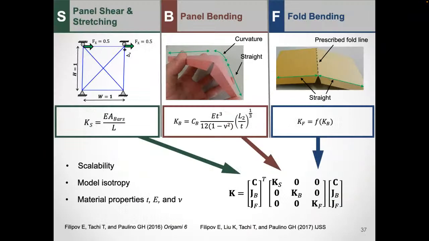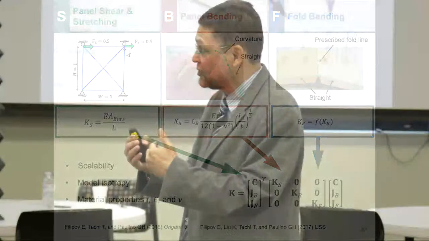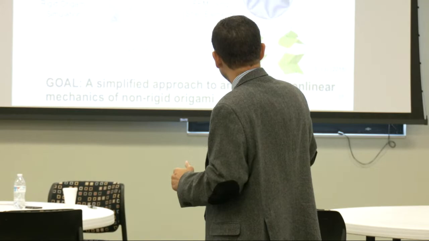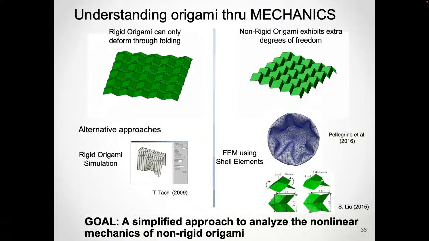And what we can do then is to compute the stiffness for each of the cases, the one in stretch, the one in bending, and in general, the folding one is a function of the one in bending, because the relative stiffness of the facet with respect to the fold plays a major role. And then I can build a stiffness matrix and a stiffness method and look at the behavior, okay? And the key idea is that we can look not just at the rigid behavior, but also the non-rigid.